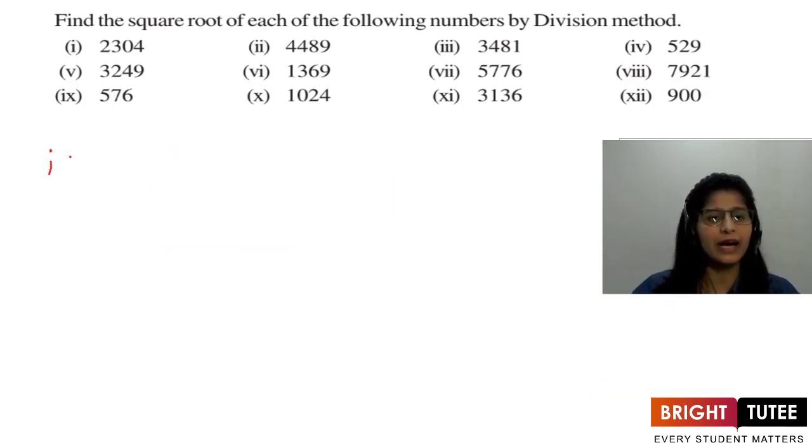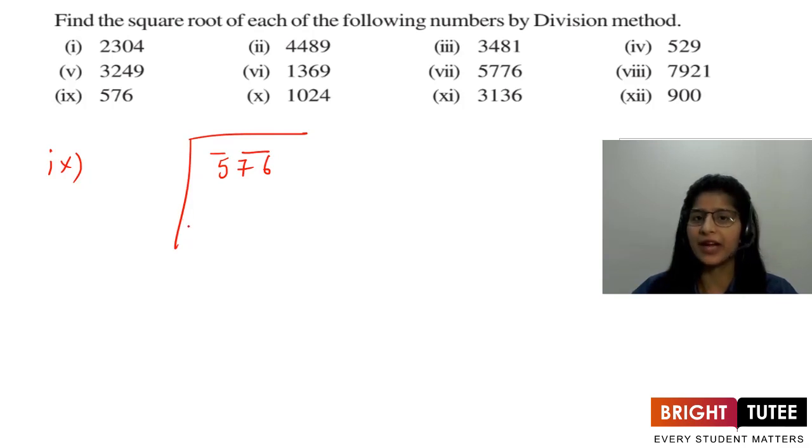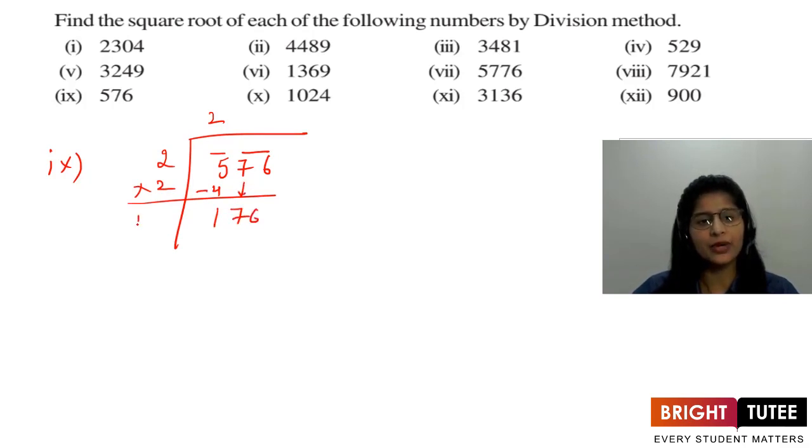In the 9th part, we are given 576 from the pairs from last, like this. So first you will operate 5. For 5 we will write 2 2s are 4. Subtract it, we get 1. Copy 76. Double of 2 is 4. Now 6 will come if we have 4, also if we have 6. So let's try with 4.